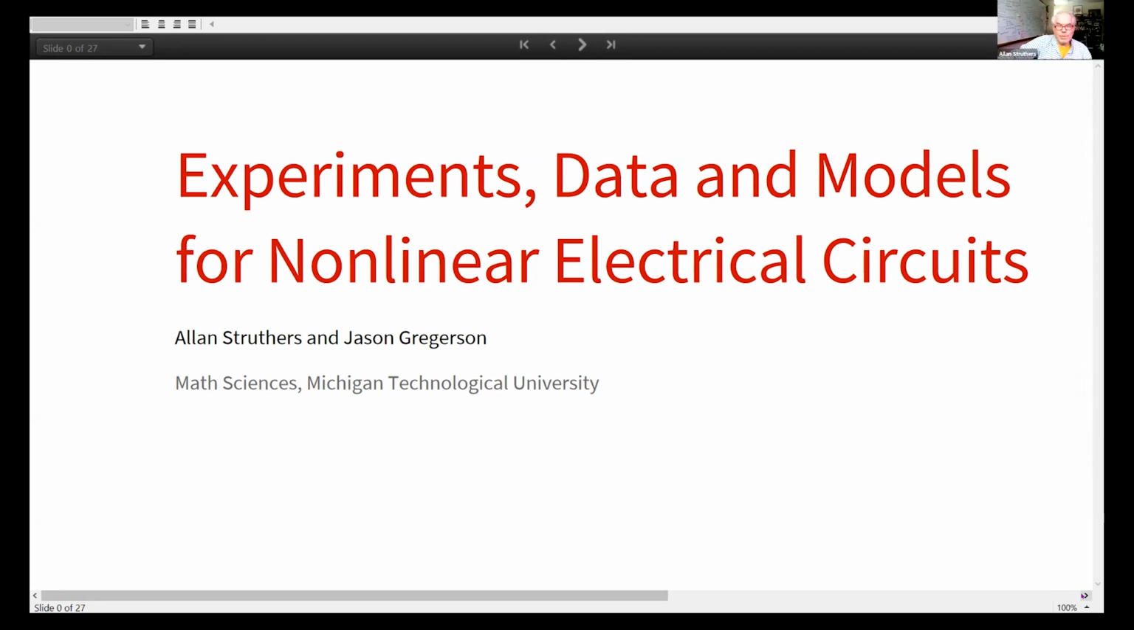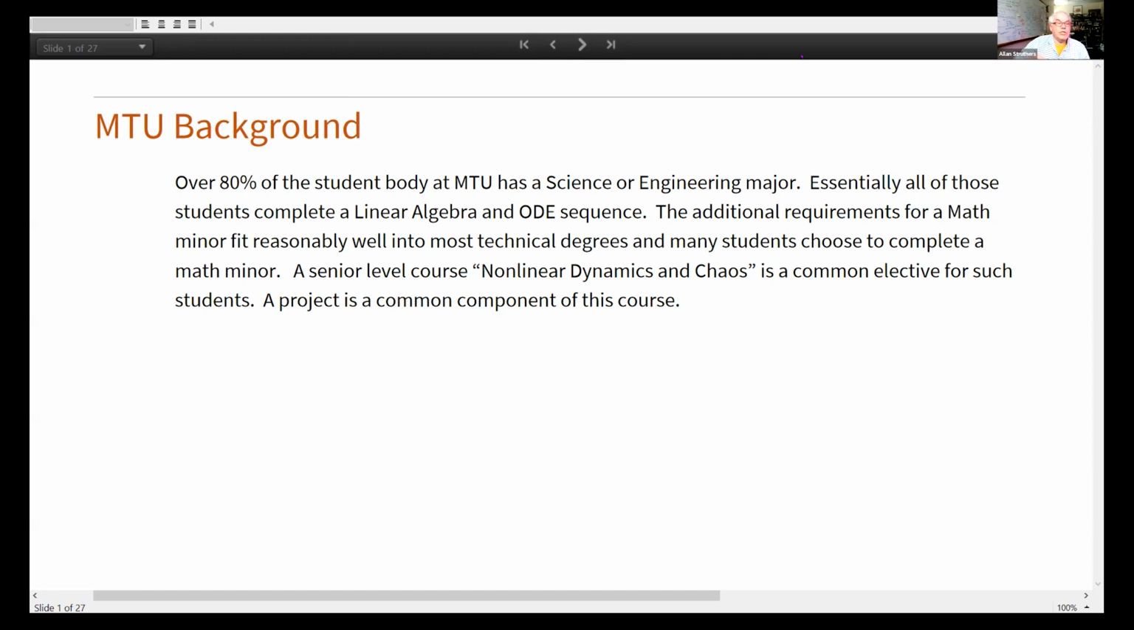This is going to be a little bit different. It is partly class experience and partly trying to encourage people to get brave about electric circuits. So we're going to give you a little background of Michigan Tech. We're an engineering school, and about 80% of our student body has a science or engineering major. Essentially all those students complete a linear algebra and ODE sequence, and a lot of them are electrical engineers, and a lot of them are mechanical engineers.